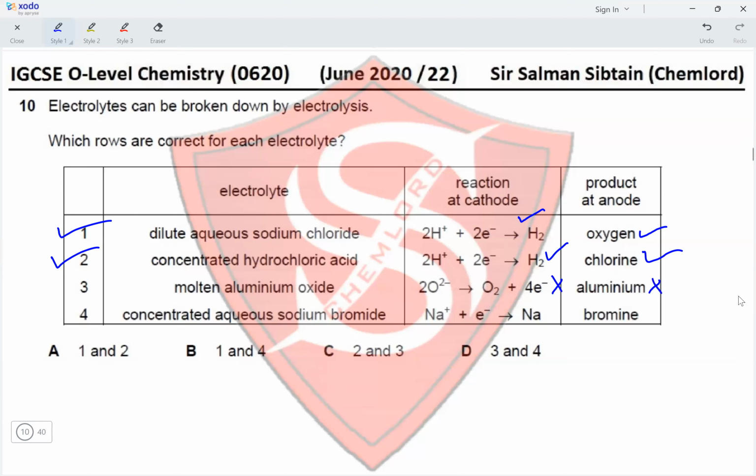So this is incorrect. And row 4 has concentrated aqueous sodium bromide. So this would have hydrogen being produced at the cathode, which is not written here, so incorrect, and bromine at the anode, which is written here. So half of this row is correct. Since only rows 1 and 2 are completely correct, this makes option A the correct option for this question.